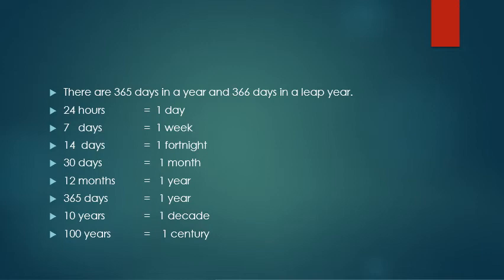Let us see a table with different things. 24 hours is equal to 1 day. 7 days is equal to 1 week. 14 days is also called 1 fortnight. 30 days is equal to 1 month. 12 months is equal to 1 year. 365 days is equal to 1 year. 10 years is also known as 1 decade, and 100 years is called 1 century.